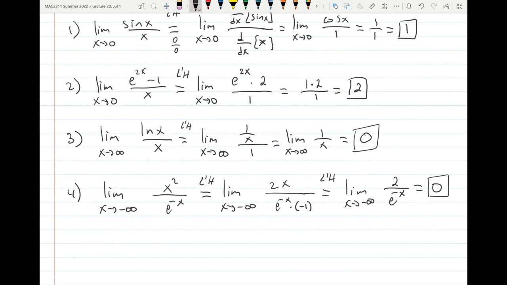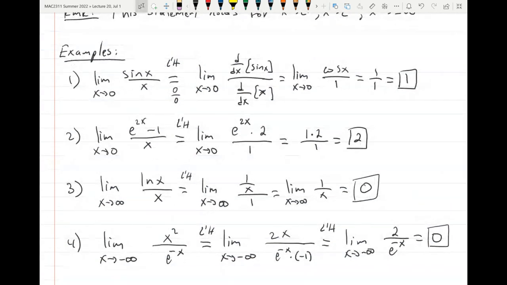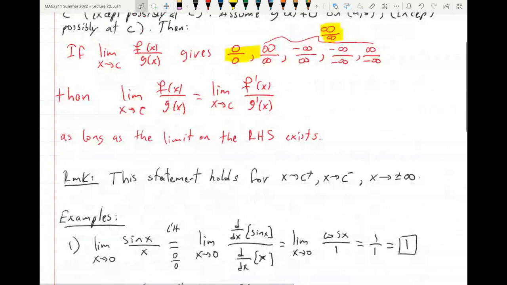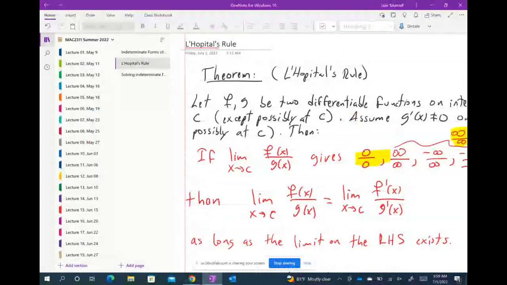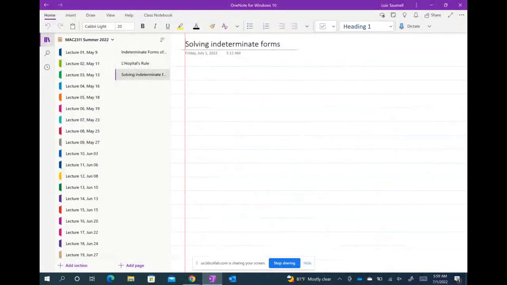Okay, so this is how we deal with infinity over infinity and 0 over 0. We just directly use L'Hopital's rule. Okay, so now the question is, but how do we deal with the other indeterminate forms? So let me discuss this. Remember, you need to know the indeterminate forms. So let me show you what the idea is.